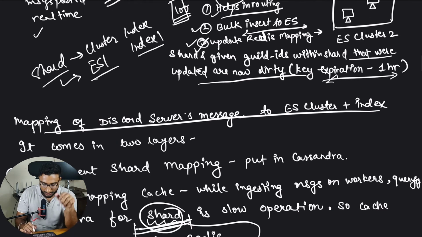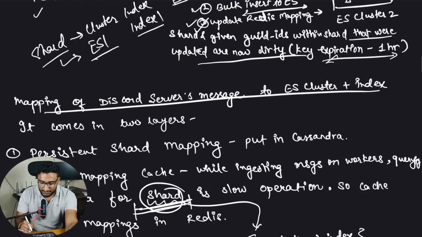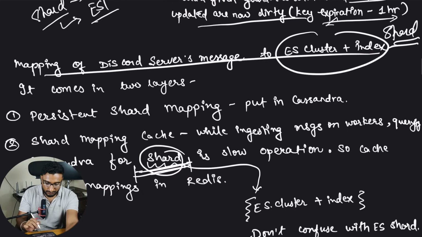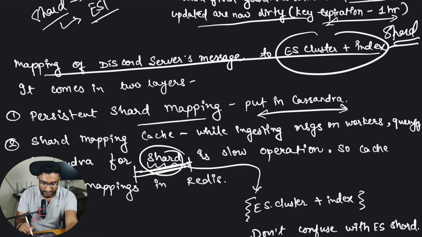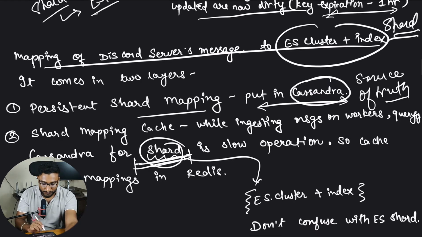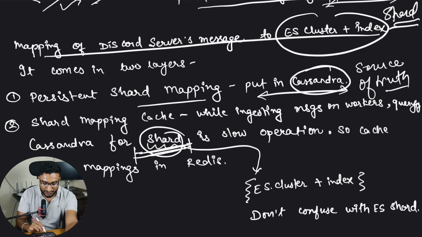Now moving forward, the mapping of this Discord server's messages to an ES cluster plus index, which is your shard. Okay, now there are two layers for it. One is persistent shard mapping. For shard mapping, where the data is kept, it is put in Cassandra. It is your ultimate source of truth, which is also the database where you are keeping the messages. Okay, so the first layer is your persistent shard mapping, another one is the shard mapping cache.